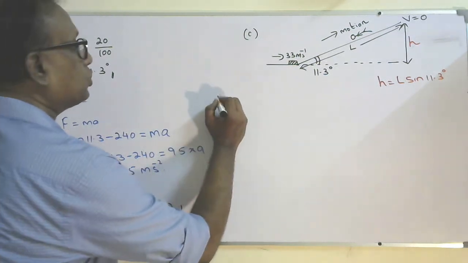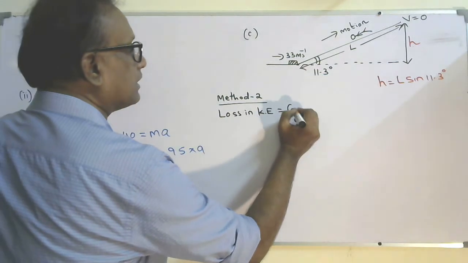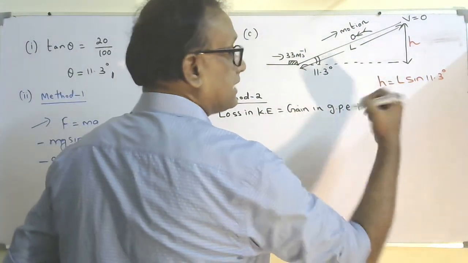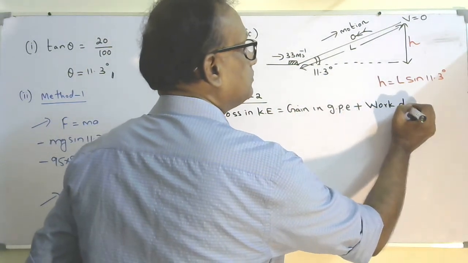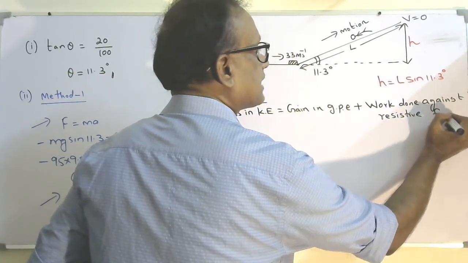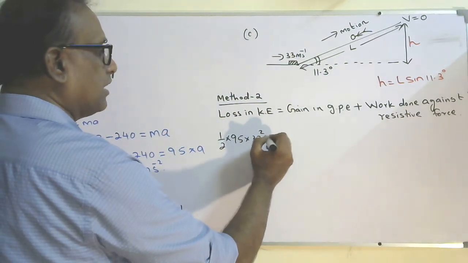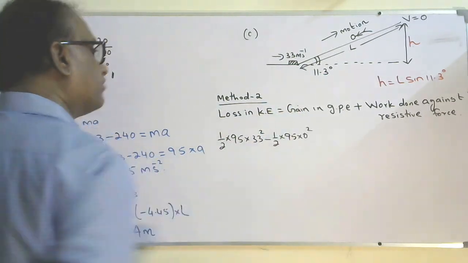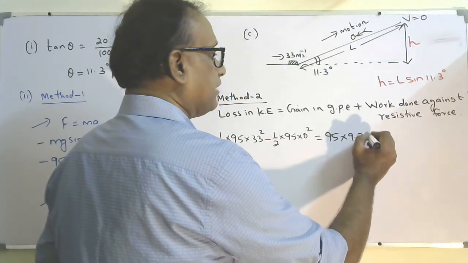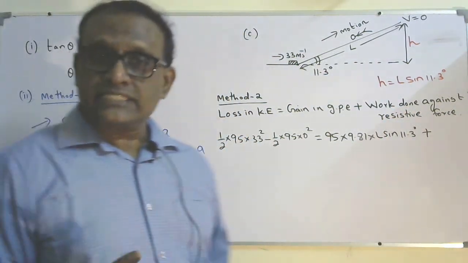So I can say method 2, by using the energy equation: loss in kinetic energy equals gain in gravitational potential energy plus work against the resistive force, which exerts force 240 Newton. Loss in kinetic energy: half, mass is 95, speed is 33 squared, minus half, mass 95, minus 0 squared. Finally the speed is 0, so kinetic energy is 0. Gain in gravitational potential energy, mgh: m is 95, g is 9.81, h is L sin 11.3 degrees. Plus work done against the resistive force, force into distance moved.